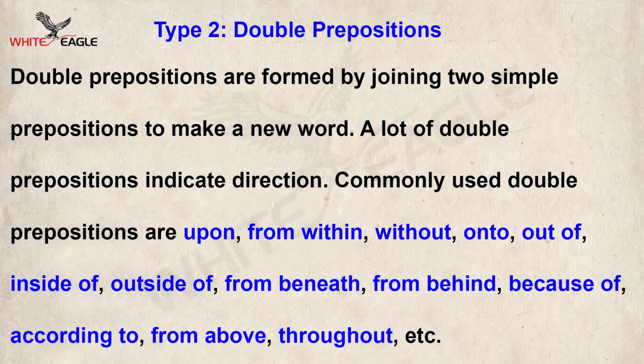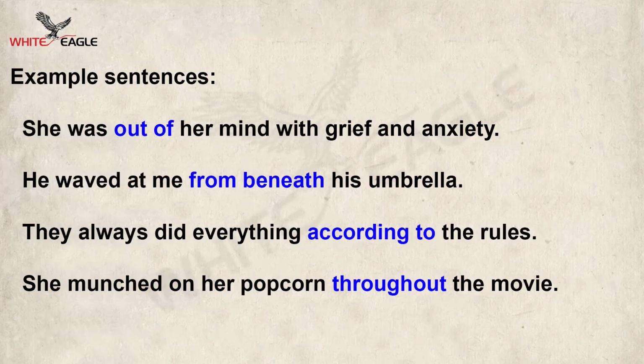Type 2. Double prepositions. Double prepositions are formed by joining 2 simple prepositions to make a new word. A lot of double prepositions indicate direction. Commonly used double prepositions are upon, from within, without, onto, out of, inside of, outside of, from beneath, from behind, because of, according to, from above, throughout, etc.